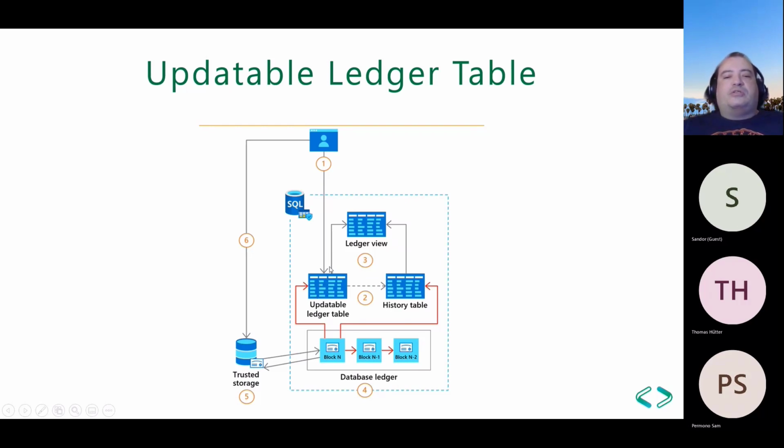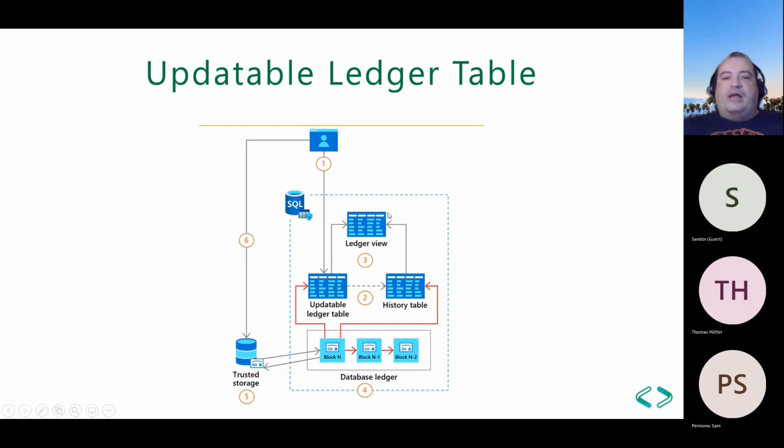This updatable ledger table works in a similar way as temporal tables. So there is also a history table. The updatable ledger table keeps a history of the records. So if the user updates a record, the old version of the record is kept inside the history table.